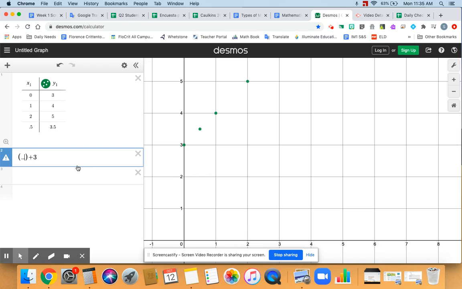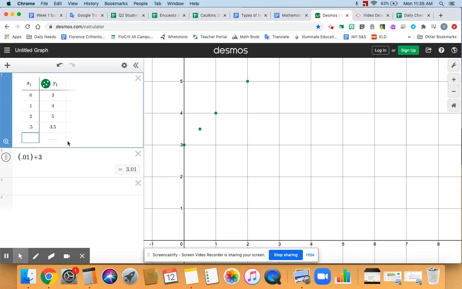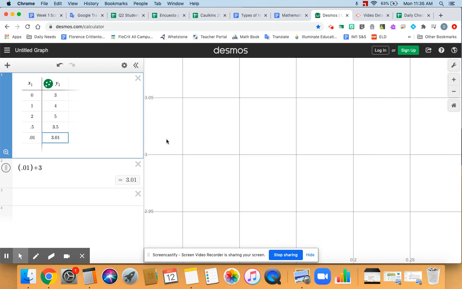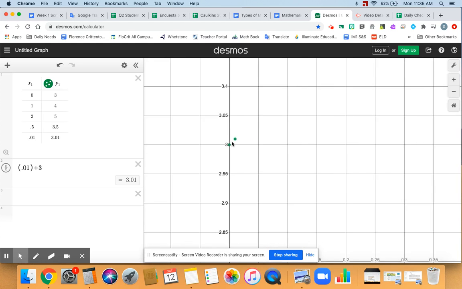So let's say I only do a penny's worth of dishes. So then I have $3 and a penny. So I only do 0.01 dishes and I have $3 and a penny. Where is even that point? It almost looks like it's by that one. If I zoom in really close, oh, now you can see they're separate.